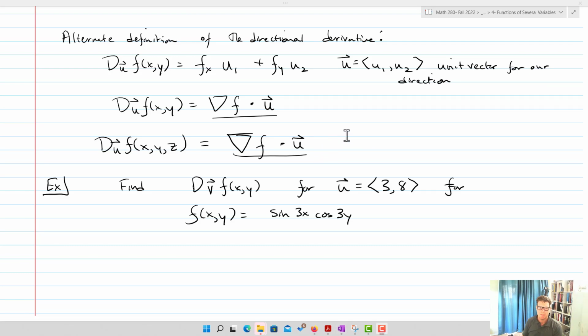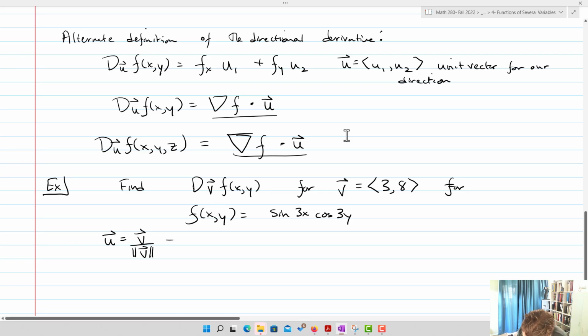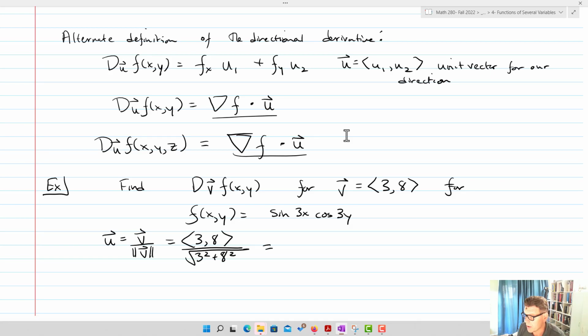So let's take an example. Let's suppose we want to find Dv f of x,y for v equals <3,8>, for f of x,y equals sine 3x cosine 3y. Remember that we're going to need a unit vector u, which will equal v divided by the magnitude of v. So that's going to be <3,8> divided by the square root of 3 squared plus 8 squared, which is the square root of 73. So this is going to be 3 over root 73, comma, 8 over root 73.